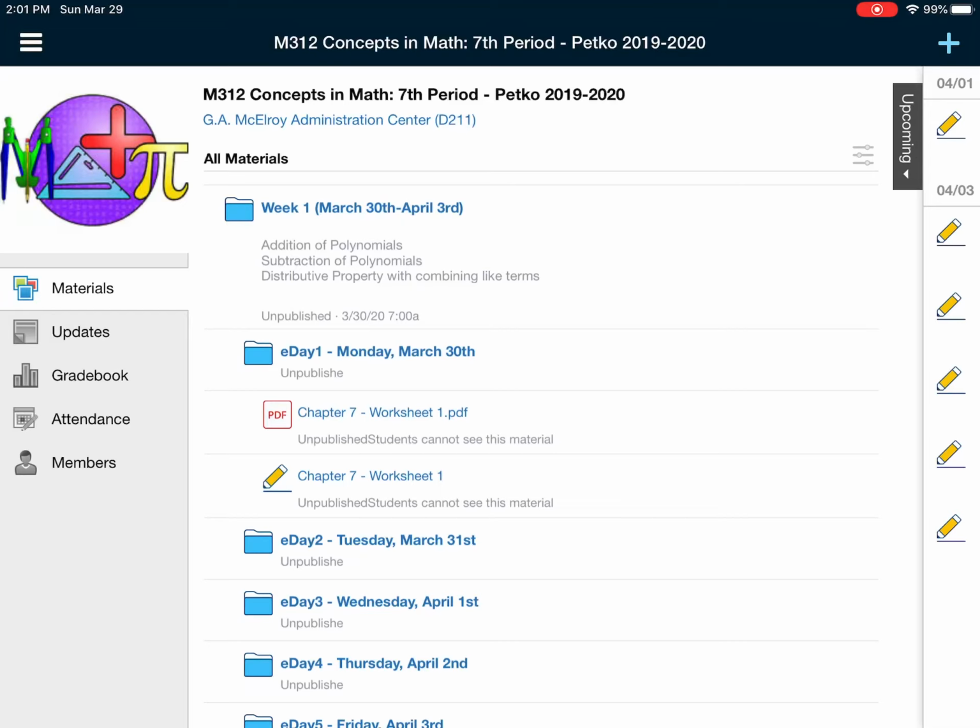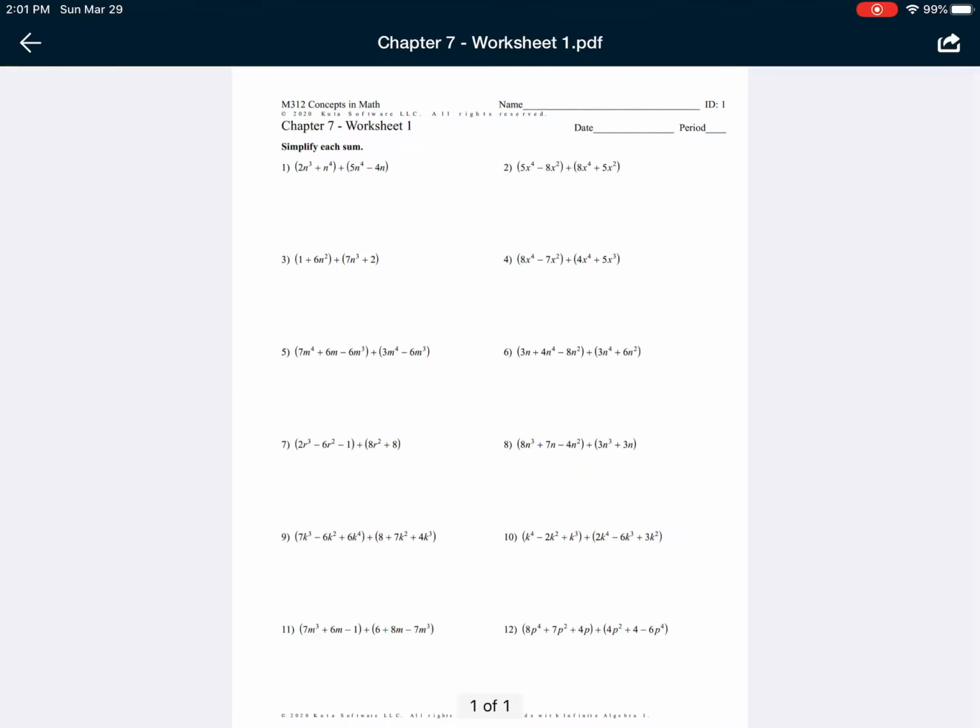The one right below it with the pencil is going to be the assignment. Now, the assignment is basically where you're going to drop it once you're done working on it in Notability. Okay, so I'm going to touch that PDF. And it's going to open my worksheet. Now, I can't write on it here because I need to put it into Notability. I can't write on it when it's in Schoology.